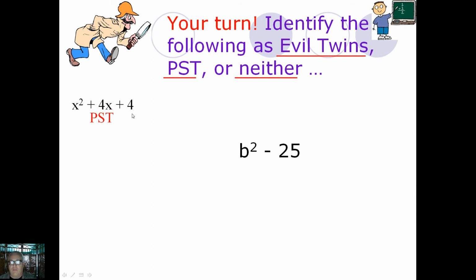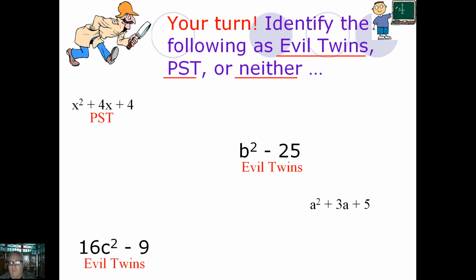How about this one? B squared minus 25. What do you think about that guy? No middle term, so we're looking at evil twins. How about this one? 16c squared minus 9. Look carefully here. Is 16 a perfect square? Sure is. Is c squared a perfect square? C times c. And is 9 a perfect square? The answer is yes. And is it a difference of terms? That's correct. It is evil twins.